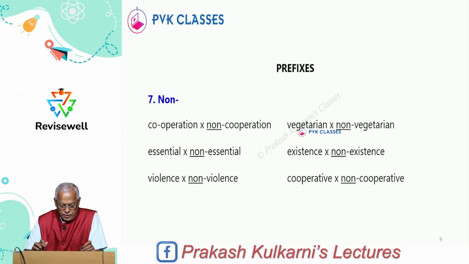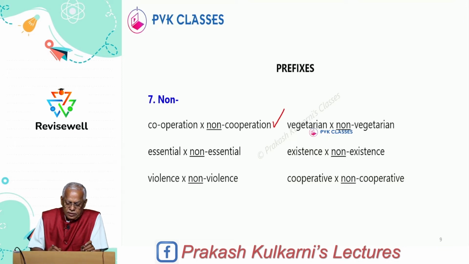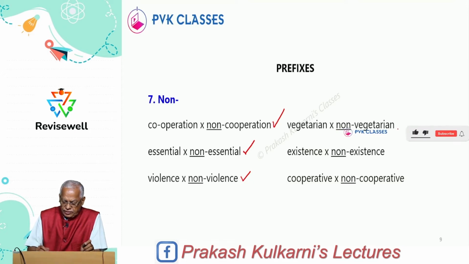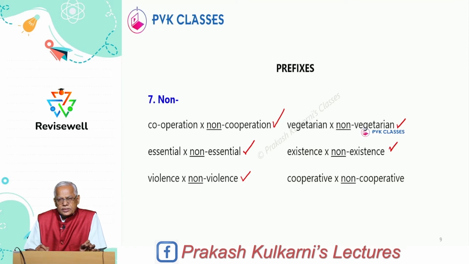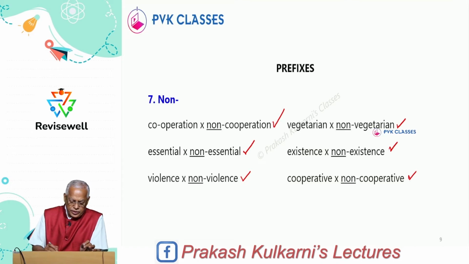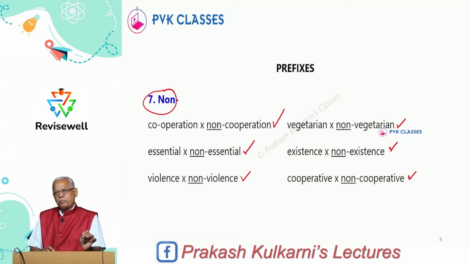Coming to non. Cooperation, non-cooperation. In history you have studied the non-cooperation movement. Essential, non-essential. Violence, non-violence. Vegetarian, non-vegetarian. Existence, non-existence. And cooperative, non-cooperative. So here non is also a prefix.